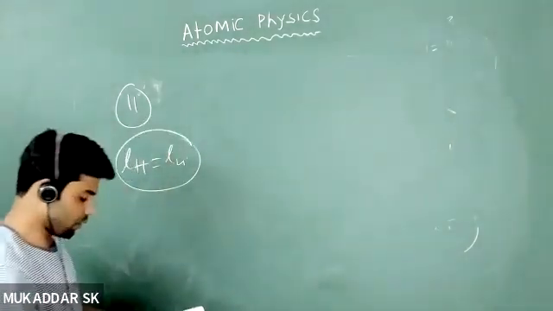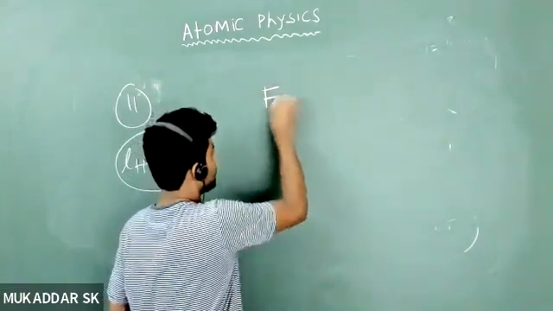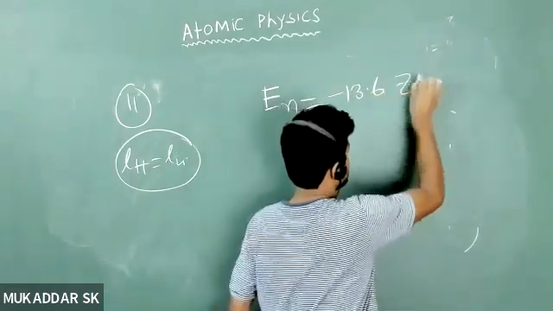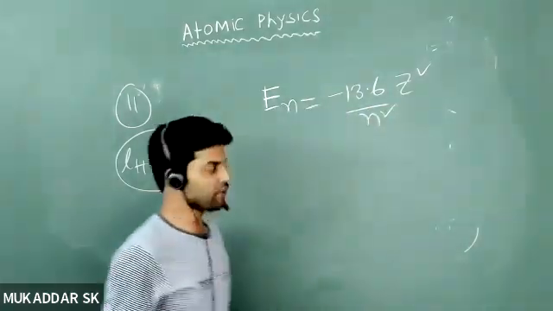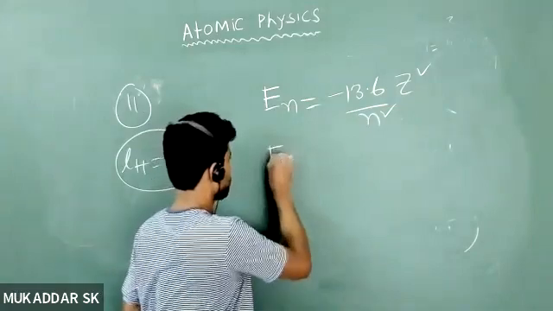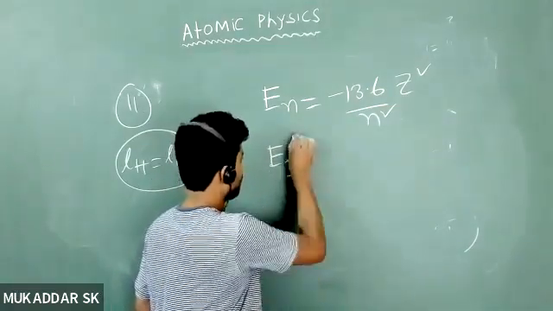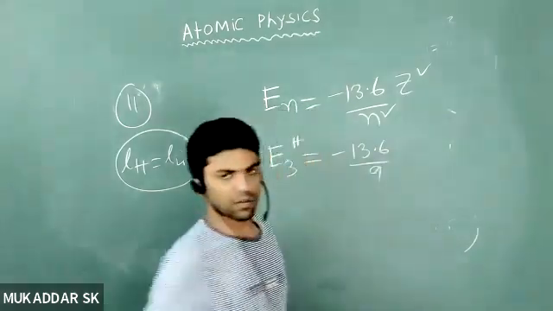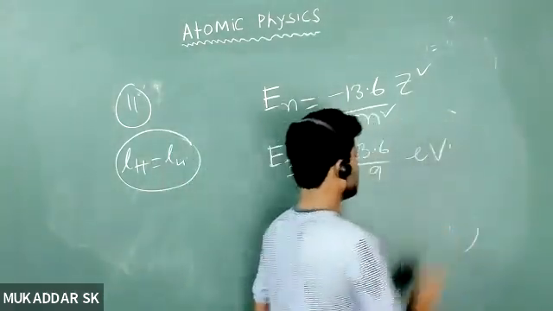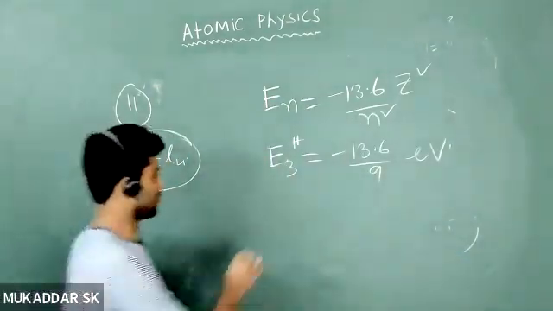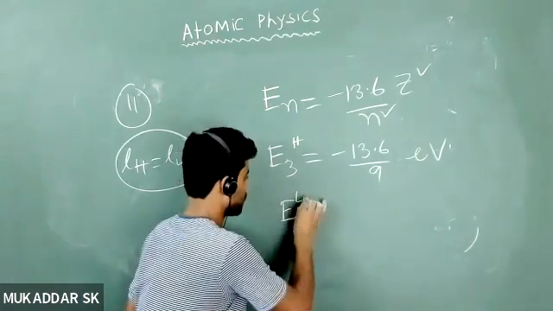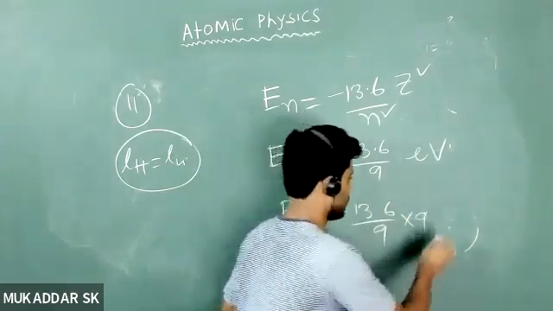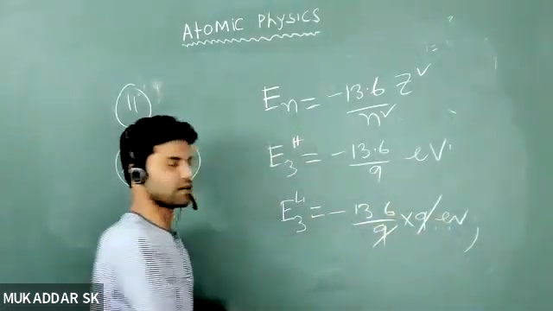Okay. Now you know that the energy expression for any system, En, is how much? Minus 13.6 Z square by n square. So for the hydrogen atom, for n equals to 3, it will be simply minus 13.6 divided by 9, because for the hydrogen atom Z equals to 1, and obviously that unit will be electron volt. Similarly, if you calculate E3 for lithium, it will be minus 13.6 divided by 9 into 9 electron volt. So that 9 will be cancelled, and you will get simply minus 13.6 electron volt.